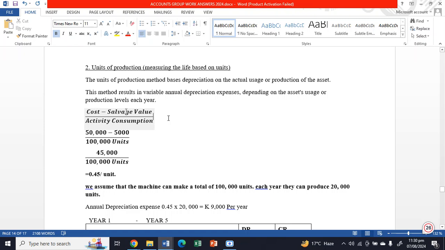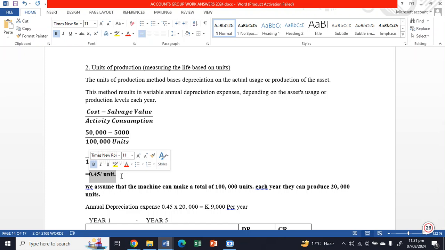We're going to say cost minus salvage value, divided by activity consumption. So 50,000 minus 5,000, we get 45,000. 45,000 divided by 100,000 units, you get a depreciation expense of 0.45 kwacha per unit.